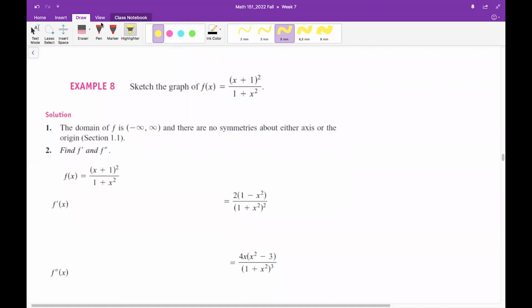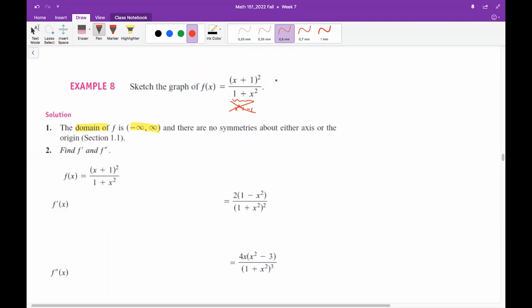Okay, this is our function. We want to sketch the graph of it. First of all, we start by searching for the domain. The domain is all real numbers, right? Because there is no point for which this function is undefined. Look at the denominator. Is the denominator 0 at any point? No, since there is no such point where x squared is -1, this function is defined for all real numbers, so the domain is from -infinity to +infinity.